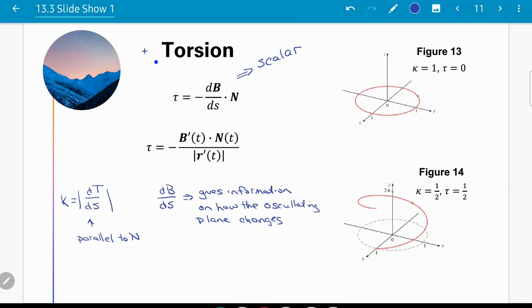Intuitively, torsion at a point on a curve is a measure of how much the curve twists. If your torsion is positive, the curve is twisting out of the osculating plane at the point in the direction of the binormal vector. If the torsion is negative, the curve twists then in the opposite direction.